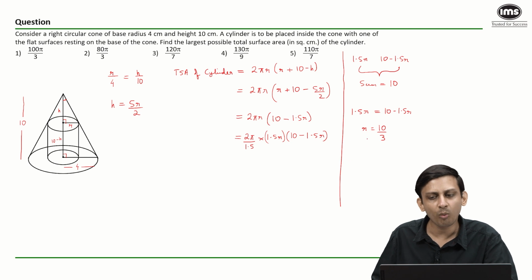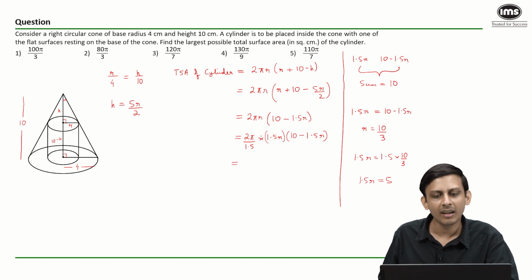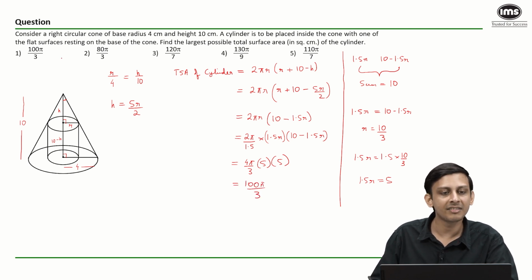So for this value of r, what is the value of 1.5r? Okay, it is 1.5 into 10 by 3, which is 3 by 2 into 10 by 3. So that will be 5. So 1.5r will simply come out to be 5. Okay, so now if we just calculate 2 pi by 1.5, 1.5 is 3 by 2, so we'll get 4 pi by 3. And here 1.5r will be 5, so 5. And 10 minus 5 will be another 5. So we'll get 100 pi by 3. That will be the answer, option 1.